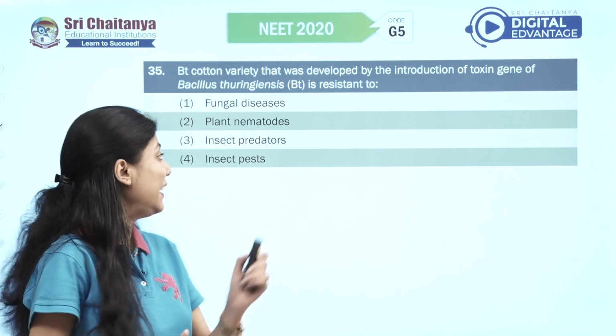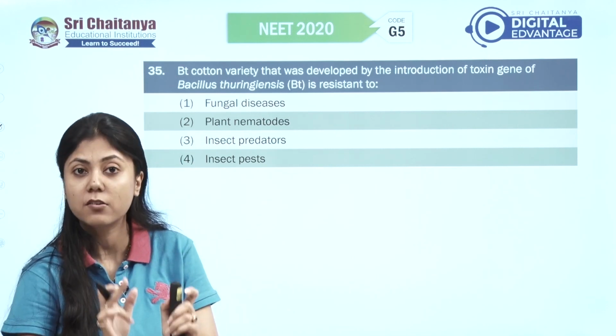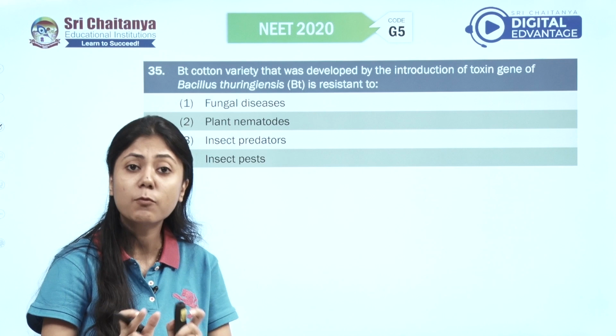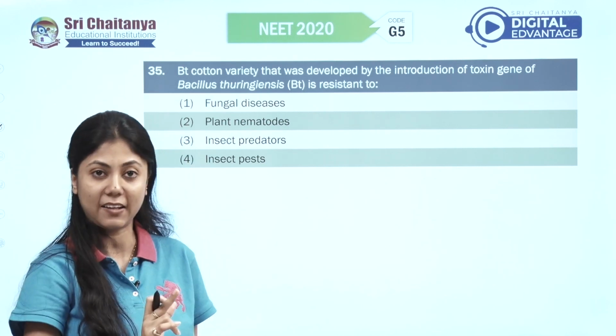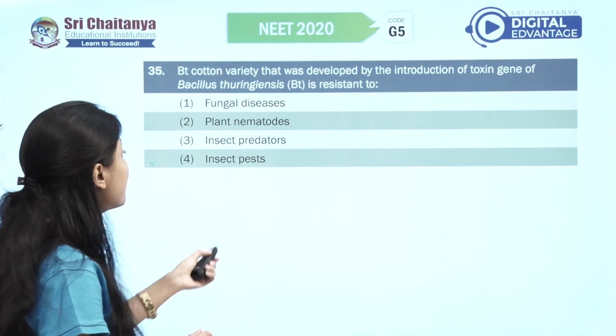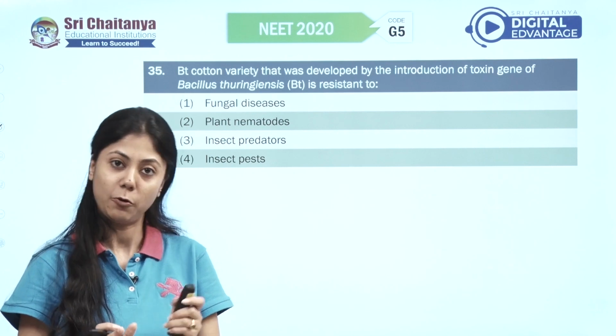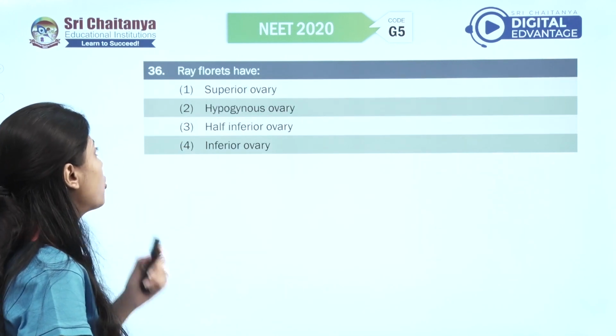The answer is insect pest. Do not get confused with insect predators. Insect predators are organisms which will be predating on the insects. They are not resistant to insect predators, but they are basically resistant to the insect pest, right? Moving on to the next question.